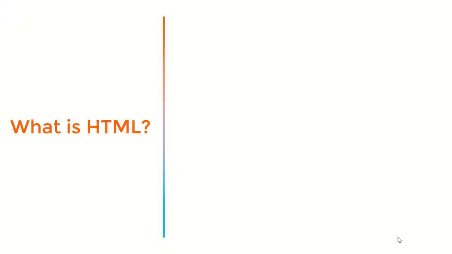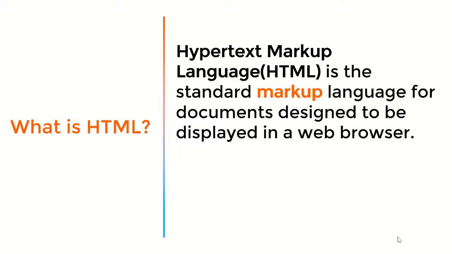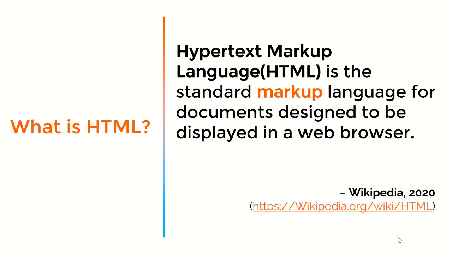What is HTML? HTML, or Hypertext Markup Language, is the standard markup language for documents designed to be displayed in a web browser. I did not come up with this myself. This is the definition given in the Wikipedia article about HTML. The link to the article is shown on the slide on screen and in the description below.